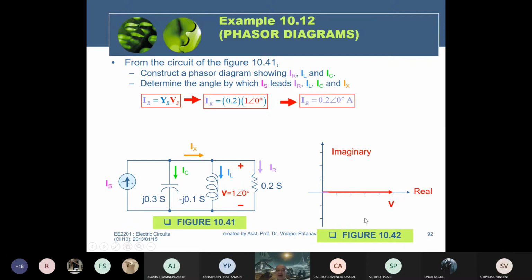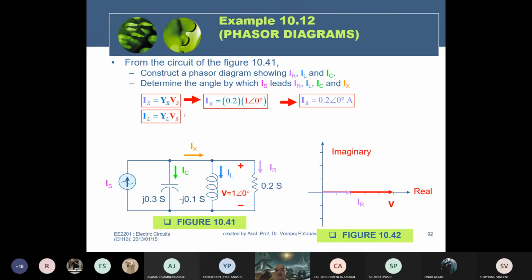IR, the current of the resistance, is identical in phase to the voltage across it. Therefore IR equals Vs divided by ZR, or Vs multiplied by YR. 0.2 multiplied by 1 at 0 degrees gives you this. You can see the phase angle makes sense: the current and the voltage of this circuit are in the same direction.